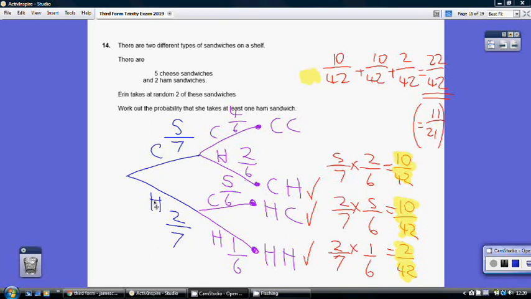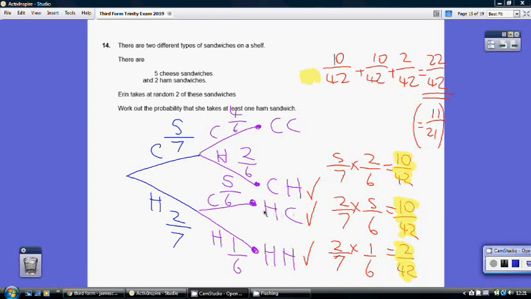Now, what about if we've taken a ham with our first pick? The chances of getting a cheese with our second pick is 5 out of 6. But the chances of taking a ham with our second pick would be 1 out of 6. Now, we want to work out the probability that we take at least one ham sandwich, so that's going to be each of these 3 branches here.